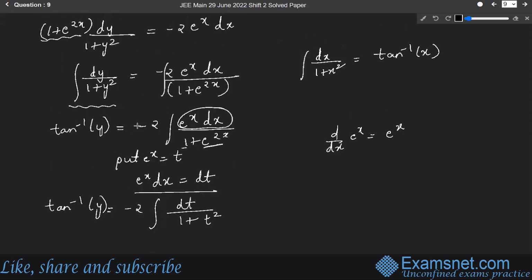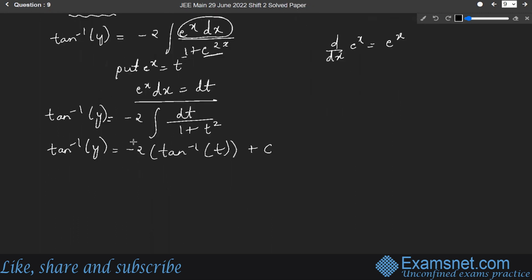So we have to use this formula again, which is integral of dx upon 1 plus x square is tan inverse x. So its value will be tan inverse y is equal to minus 2 into tan inverse of t, right? We have to use the same formula, plus c, where c is a constant. Now again, we can substitute the value of t here. What is t? t is e to the power x. So let us substitute the value. Tan inverse of y is equal to minus 2 into tan inverse of e to the power x plus c.